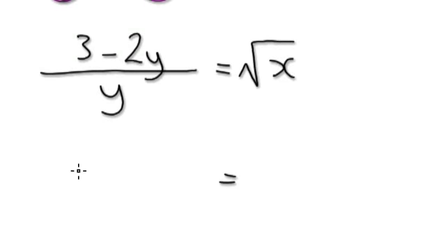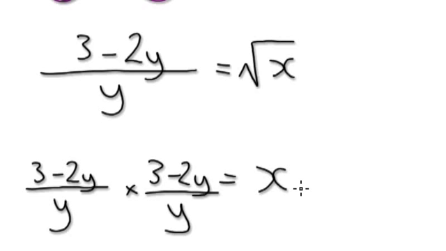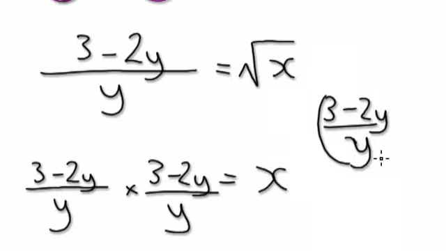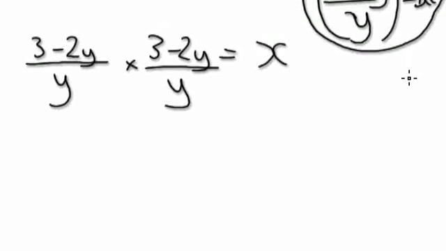So you can think of this as a fraction. You think of it like this: (3 minus 2y) over y times (3 minus 2y) over y. So this will become x. The way you write it, you could just write it like this: ((3 minus 2y) over y) squared equals x. You're pretty much done here. But I just want to express it as one fraction.